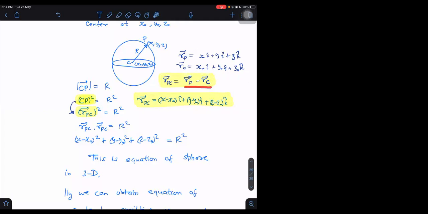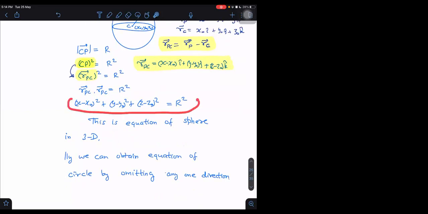If I do that, then I will be getting x minus x0 i cap plus y minus y0 j cap plus z minus z0 k cap. Now, how to take the magnitude of this? You can take the magnitude now. Its magnitude will be nothing but the square root of x minus x0 square plus y minus y0 square plus z minus z0 square. That will be the magnitude. Or I can take the dot product here, and that will be equal to the square of the magnitude, r square.